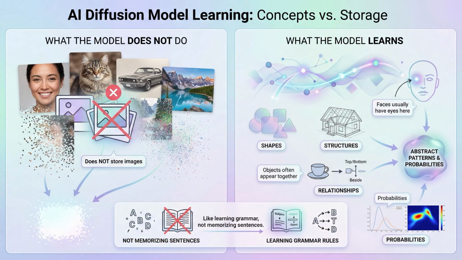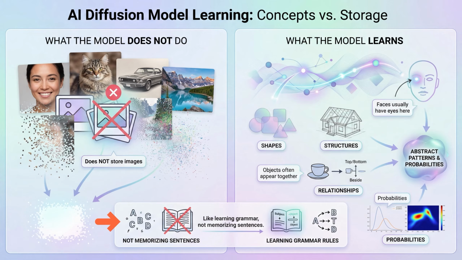This slide explains an important concept that is often misunderstood. The model does not store images in memory. During training, the model never saves photos that it has seen. Instead, it learns patterns and relationships. It learns what shapes look like. It learns what objects look like. It learns how parts of an image relate to each other. For example, it learns that faces usually have eyes in a certain position. It learns that animals have specific structures. It learns how lighting, shadows, and perspective usually behave. All of this knowledge is stored as probabilities inside the model. Not as pictures, but as learned rules.